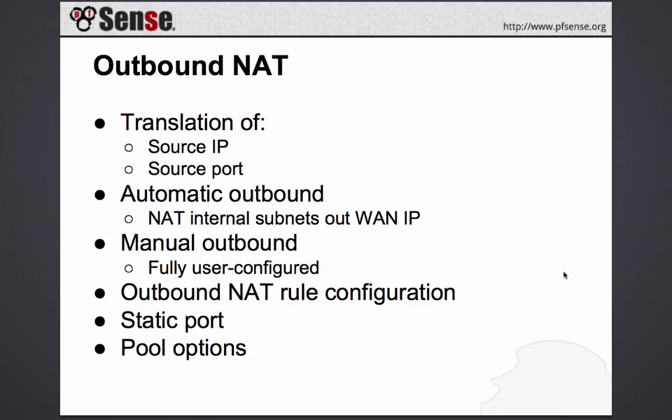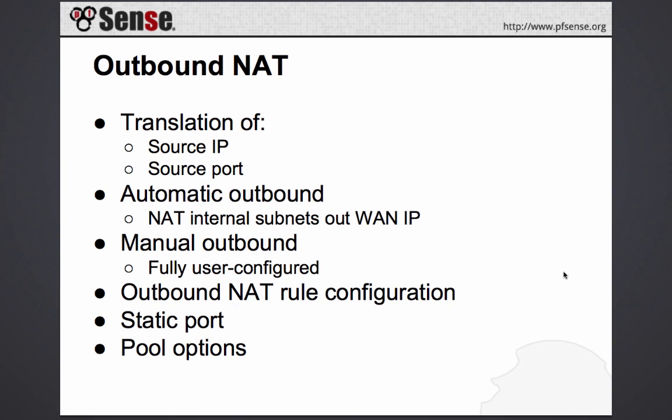So first we'll go over outbound NAT. Outbound NAT is translation of the source IP and the source port, optionally both of those. It will be both of those by default, but you can configure it manually if you need to accommodate any needs that are different from the usual circumstances.